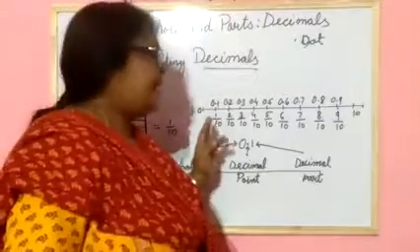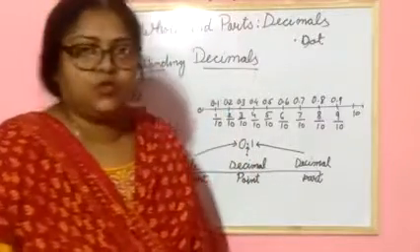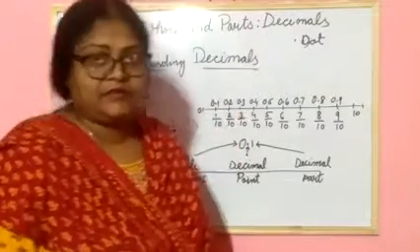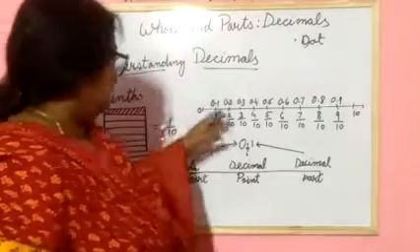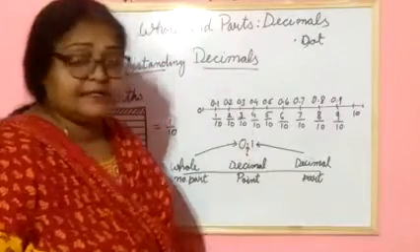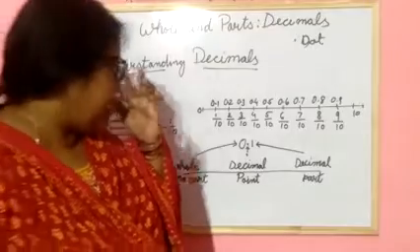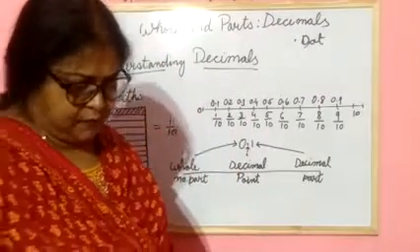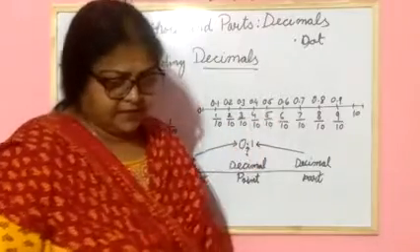Now for 1 by 10, what decimal will you write? 0.1. For 2 by 10, what decimal will you write? 0.2. For 3 by 10, what decimal will you write? 0.3. For 4 by 10, what decimal will you write? 0.4. Understood? For 5 by 10, what decimal will you write?